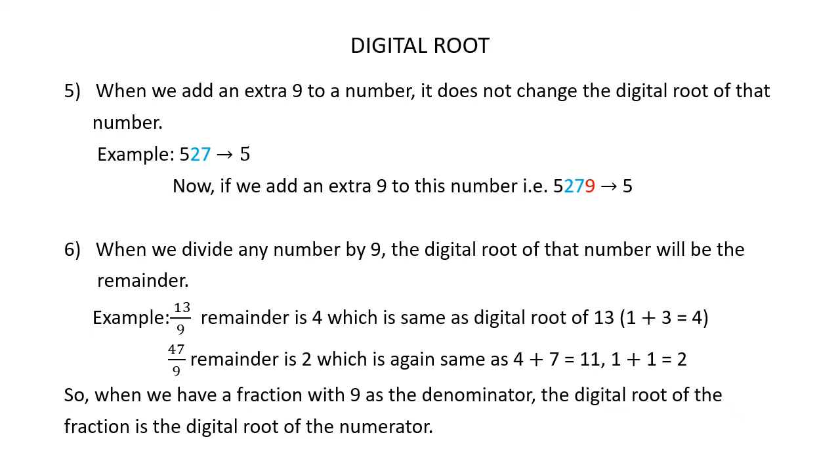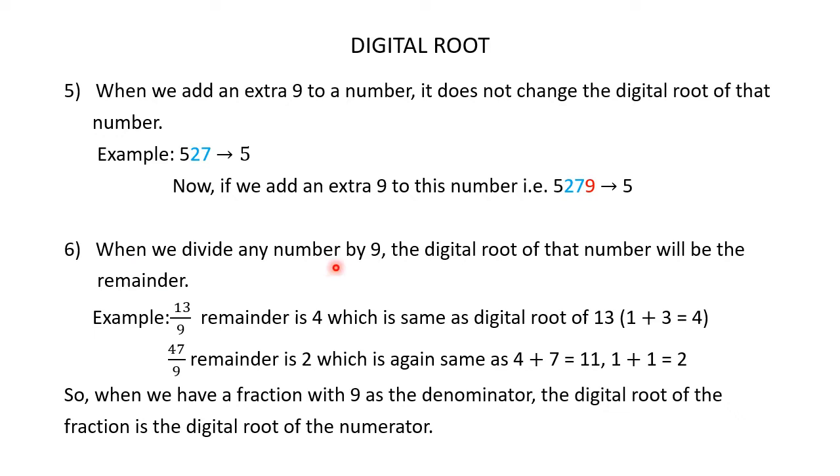Now if we add an extra 9 to this number 527, it becomes 5279. Again 2 and 7 add up to 9, so you can ignore these two digits. You can cancel out the 9. So you're left with 5. The digital root of 5279 is 5. So even when you add an extra 9 to the number, it does not change the digital root of that number.